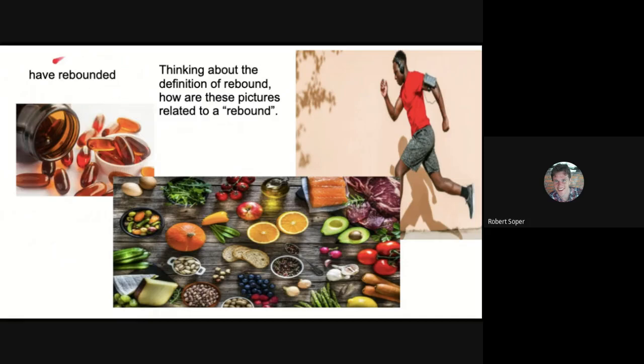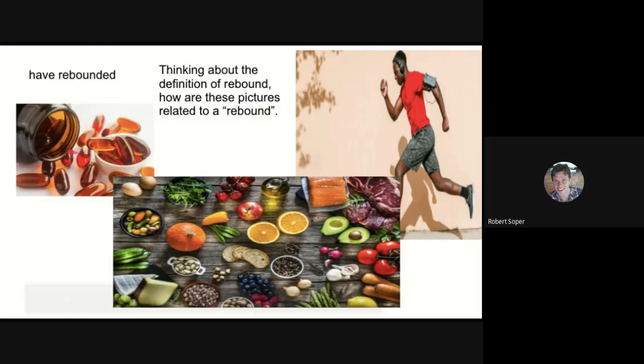Okay, so you were hopefully thinking about the definition of rebound. You were coming up with things like to bounce back from, to recover from, or to progress from one state to another. Or even better, to progress from one negative state to a positive state. And hopefully you connected each of these with an illness. So these are all different ways that somebody might rebound from an illness. In other words, recover or bounce back from an illness.